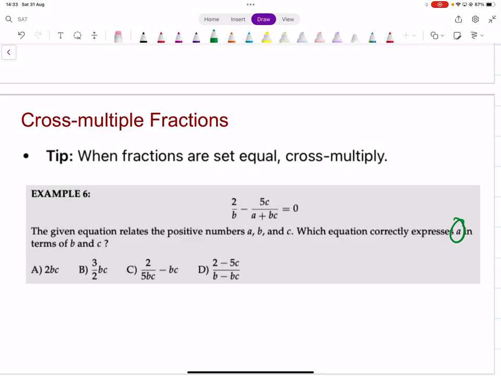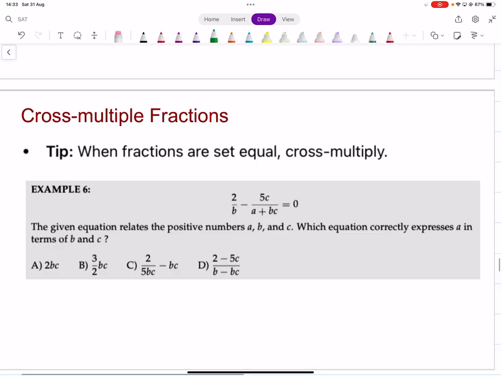How do you make a the subject? You have two fractions. What do we do? क्या करें? क्रॉस मल्टीप्लाई, लेकिन अभी तो नहीं कर सकते क्रॉस मल्टीप्लाई. We first have to take one of them to the other side. So it gives you 5c over a plus 2b. And now you can cross multiply. And that gives you 5 into a plus 2b equals 5bc.